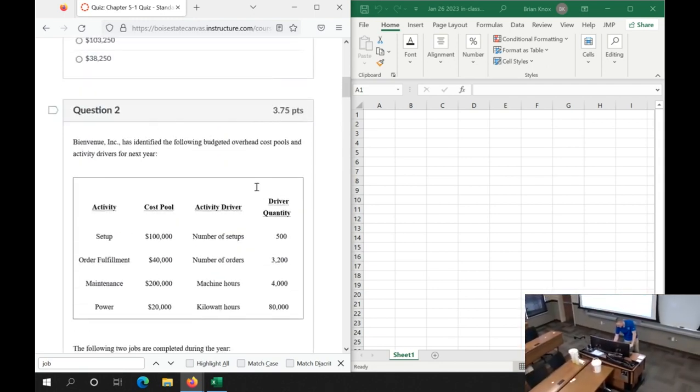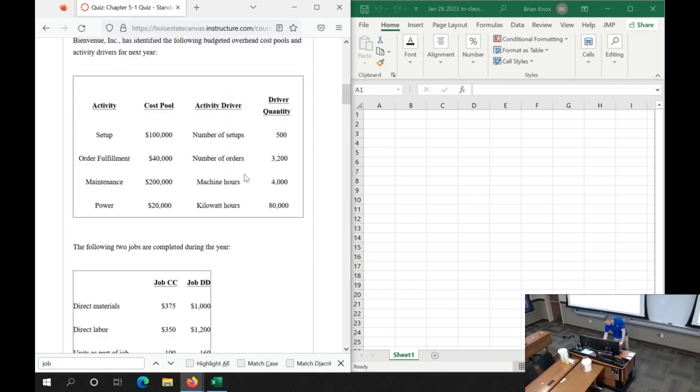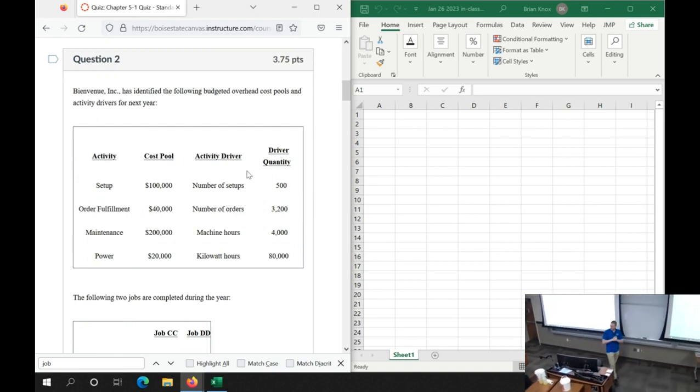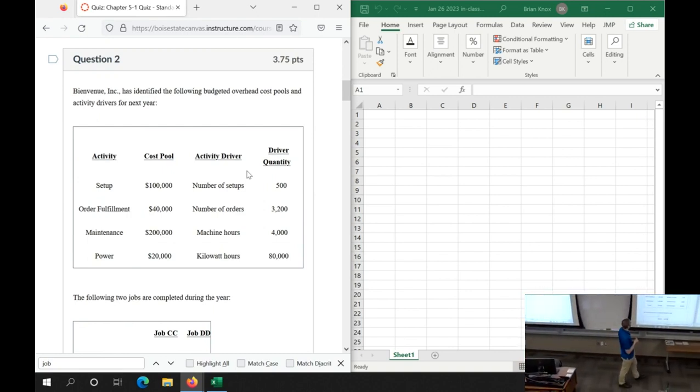So there's all the data. It's tons of data. Not really that much. It's very spread out, lots of white space in the data there. All right. This company, Bienvenue Incorporated, has identified the following budgeted overhead cost pools and activity drivers for the next year.